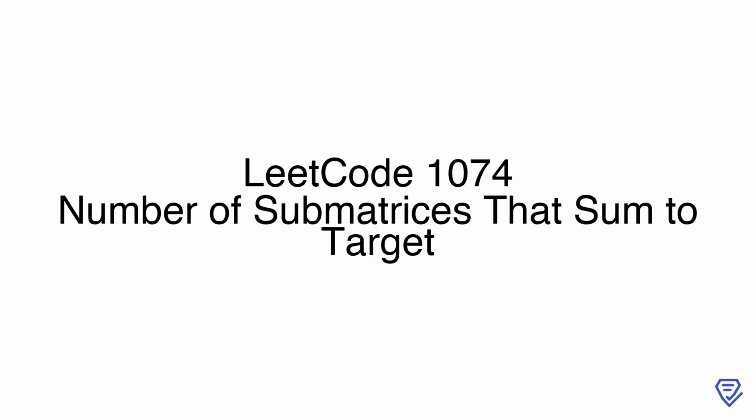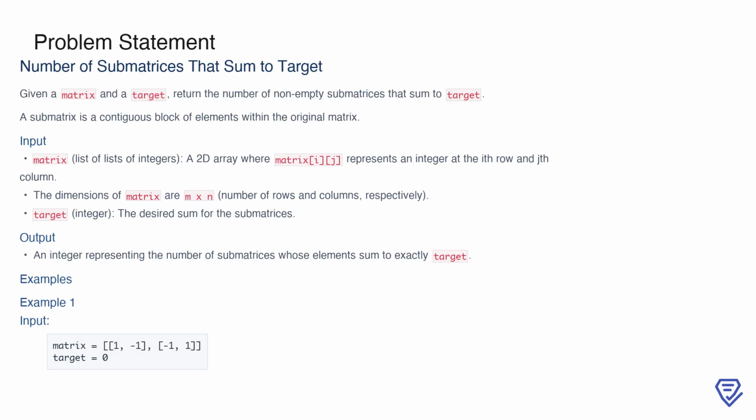Let's dive in. This problem asks us to determine how many submatrices of a given 2D array have a sum equal to a specific target. A submatrix is essentially a rectangular portion of the matrix, consisting of contiguous elements. The input includes the matrix itself, represented as a list of lists of integers, and the target value, which is the sum we are looking for. The output will be a single integer, indicating the count of all such submatrices that sum to the target.